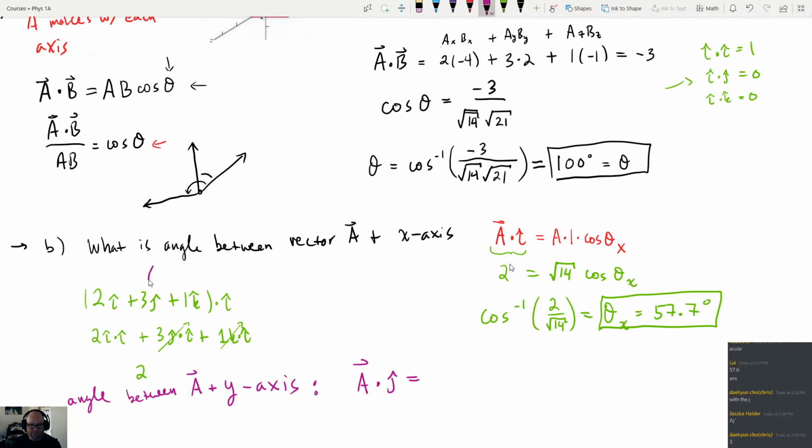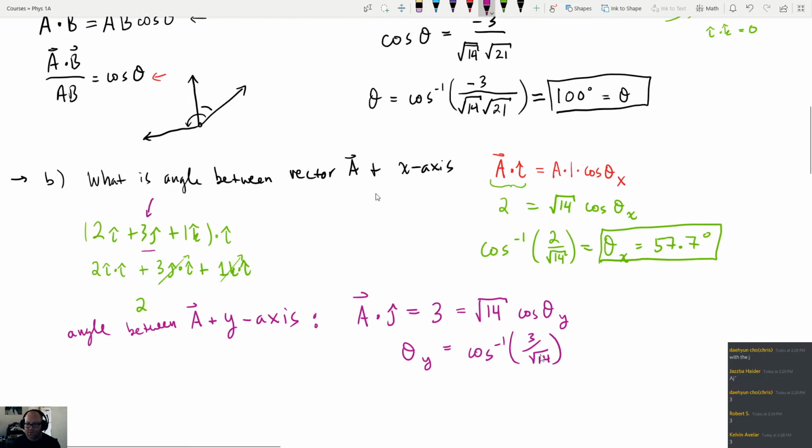It's just 3, right? Because that's the only one that's got a j in it. So this is going to be 3. And then that's equal to A, which is root 14, times the cosine of theta y. And then we can solve theta y by doing inverse cosine of 3 over root 14. Getting kind of low on the screen here. This then should be equal to, again, it's going to be acute because the dot product is positive.